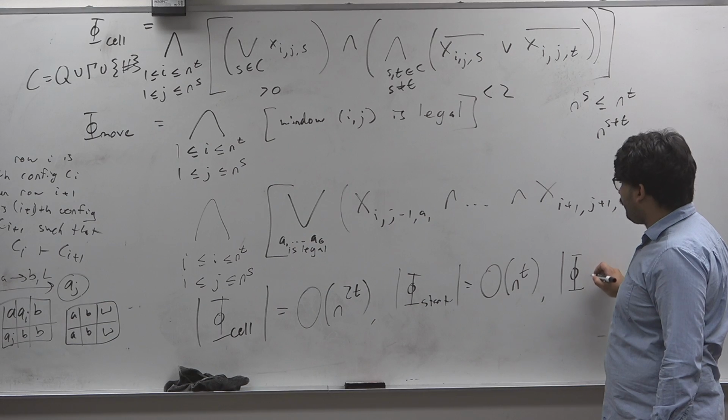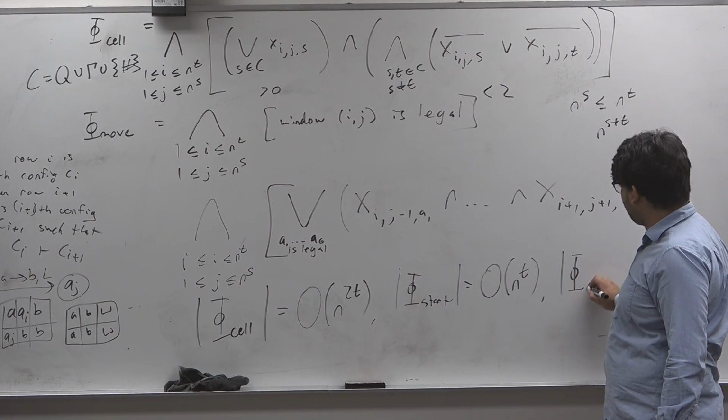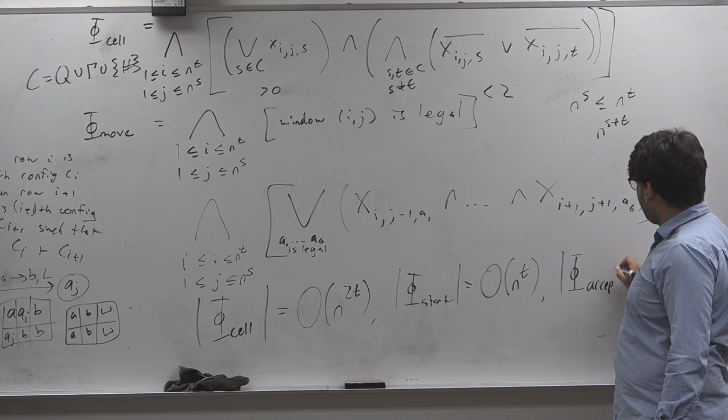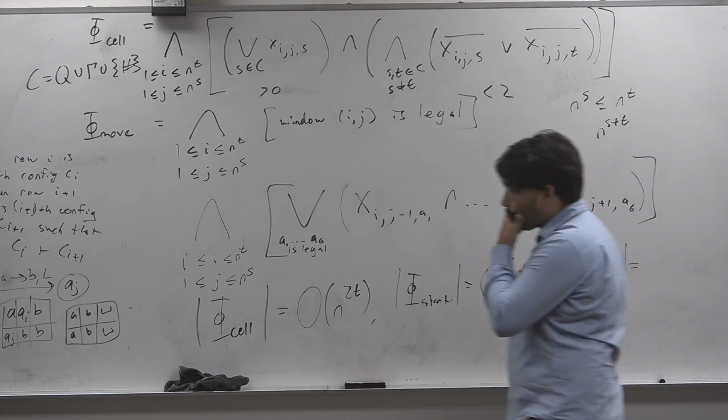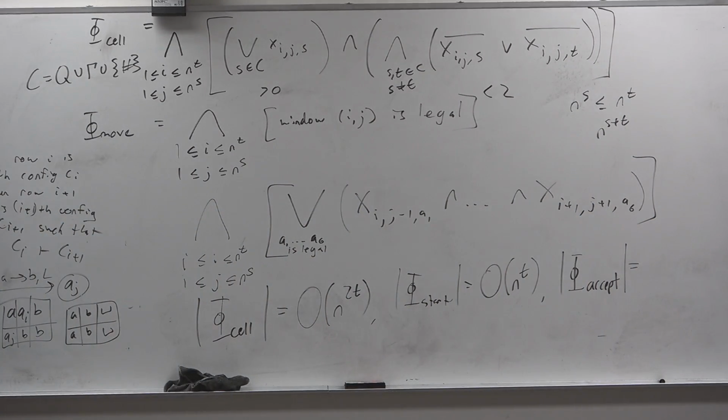What do we have left? We've got phi except. How big is phi except? Also n to the t? Oh, no, because it goes through the whole thing. It's a double for loop, so we call it n to the 2t.